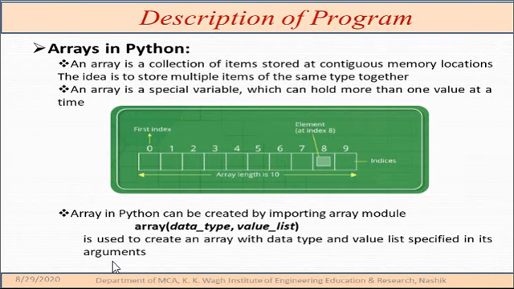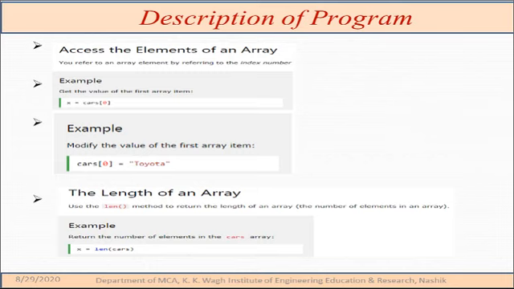Now let's discuss how the array can be used in Python. For using the array in Python, you have to import the array module. For importing the array module, you have to use the keyword array, then the data type and the value list you have to provide. It helps to create the array with the data type and the value list specified in its argument. Whatever value you want, you can pass that value also along with the data type.